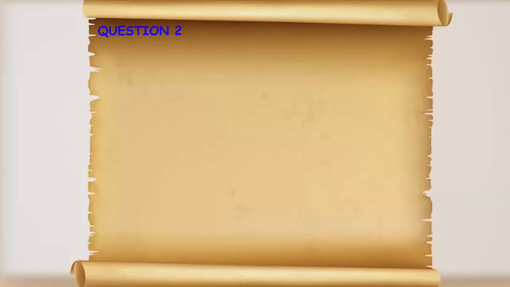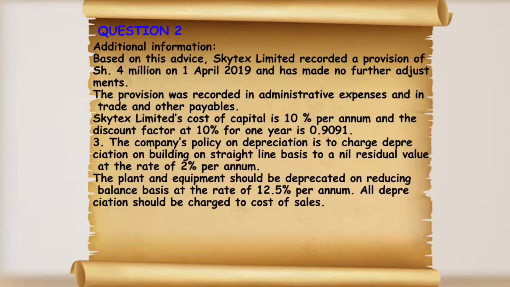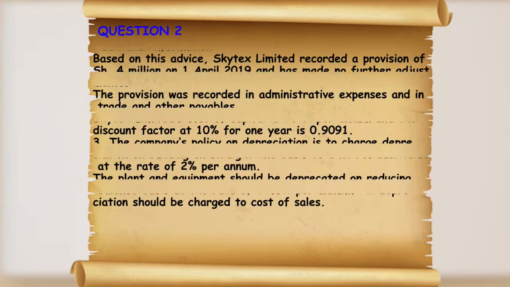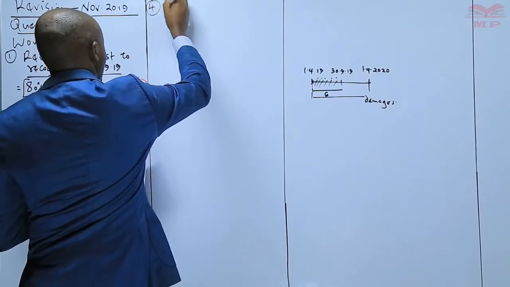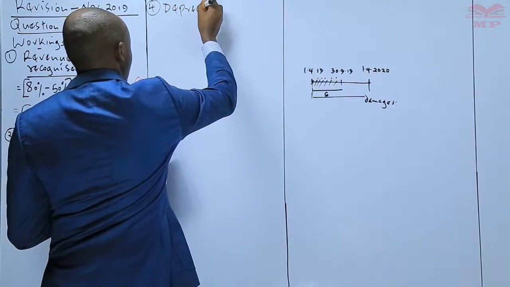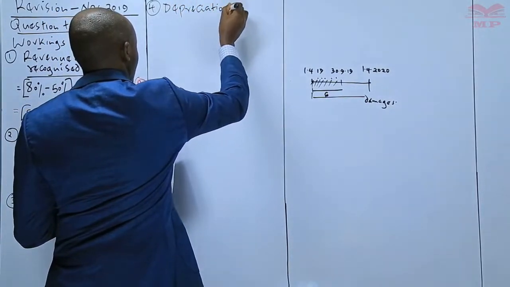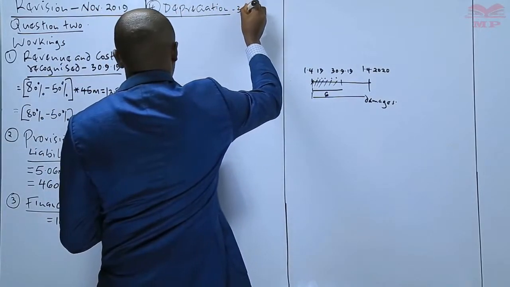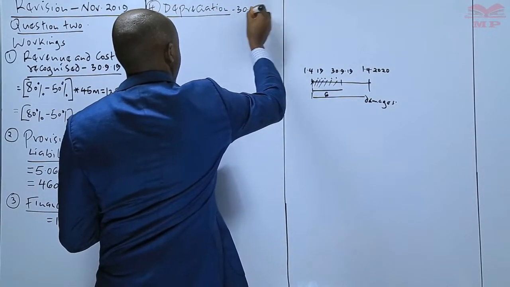Note number 3 is about depreciation, which is a little bit simple. We are told the company's policy on depreciation is to charge depreciation on building on a straight line basis to a nil residual value at the rate of 2% per annum. And then we are told that plant and equipment should be depreciated on a reducing balance basis at the rate of 12.5%. So we can have a working for here. We need to compute the depreciation for the current year. The current year, we have to remember, ended 30th September 2019.